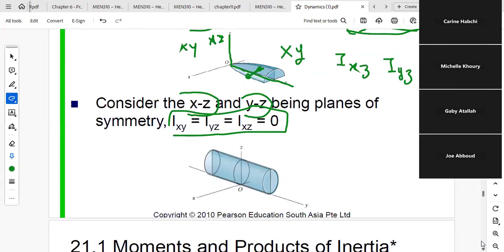So for example, if you look at the following figure, for this cylinder, xz and yz are both planes of symmetry in this case. So you can say that Ixy, Iyz, and Ixz are equal to 0.